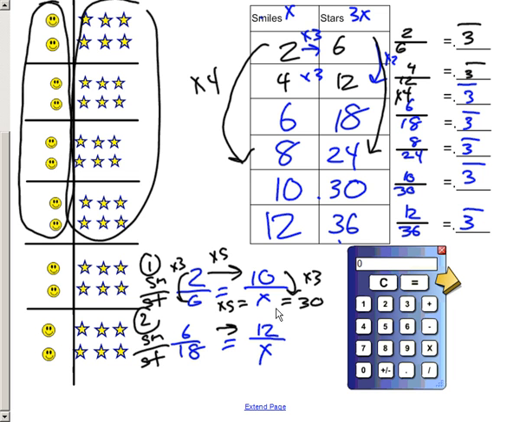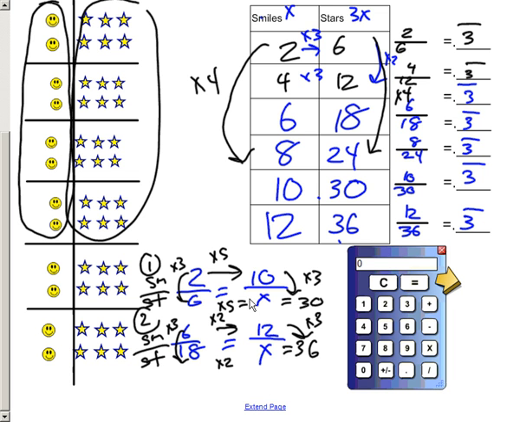How about if I have 12 smiles? Well, if I double the number of smiles, I have to double the number of stars. That gets me to 36. Okay, you could also look at the relationship between the smiles and the stars. I see that there are 3 times as many stars as smiles. So if I do 6 times 3 is 18, then I would do 12 times 3 gets me 36. So there's a lot of different ways to solve.